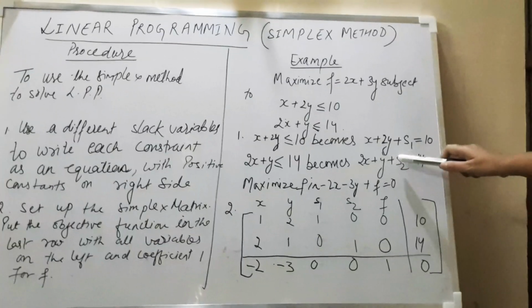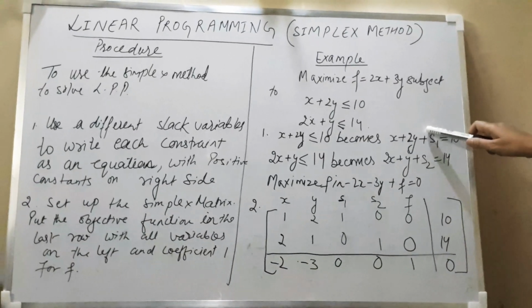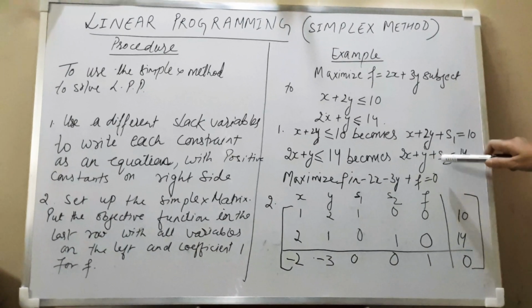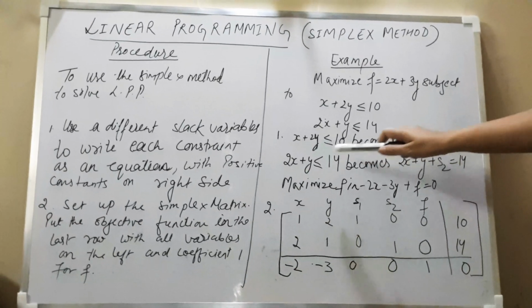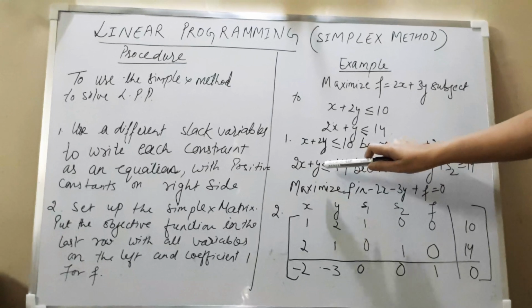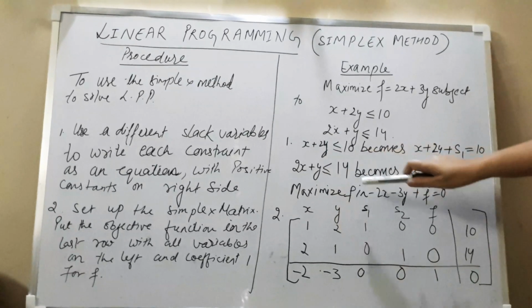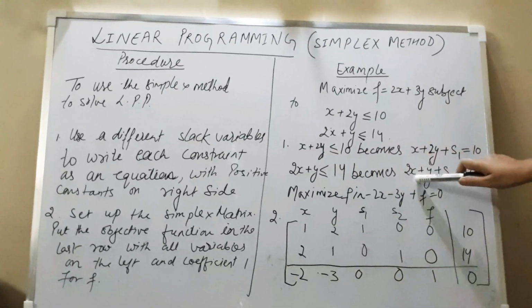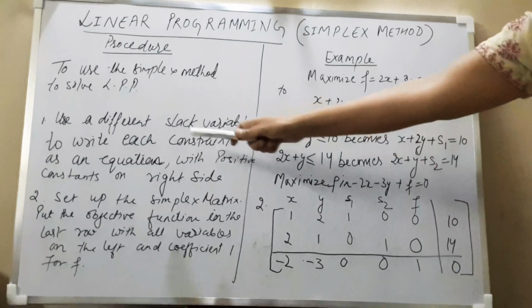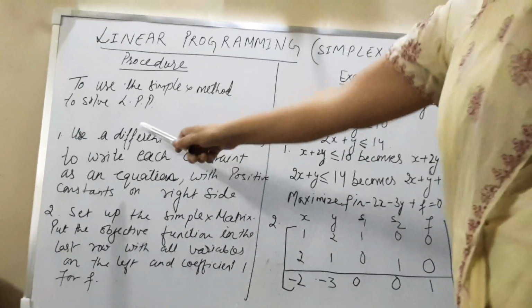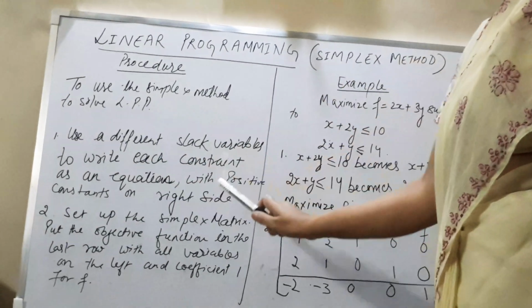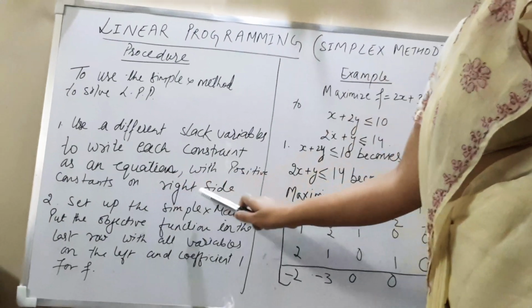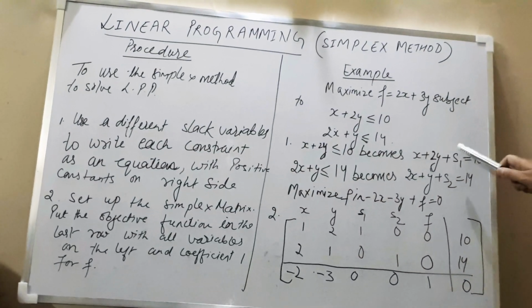So here we are adding some positive slack variables for converting this constraint into an equation. Here we can see we use different slack variables to write each constraint as an equation with a positive constant on the right side. So we are adding these slack variables.